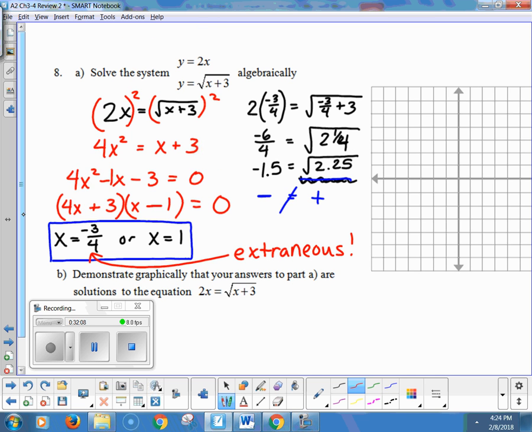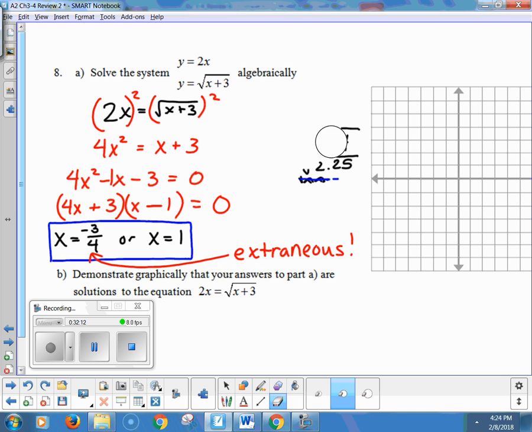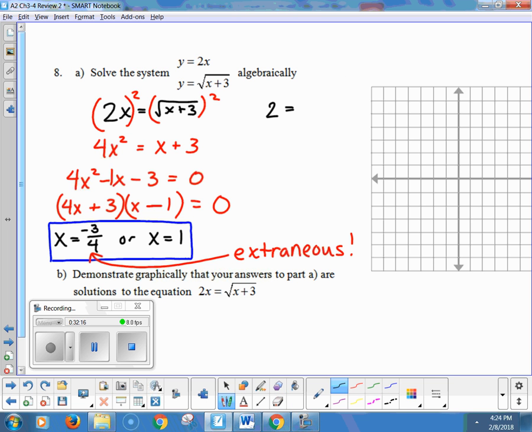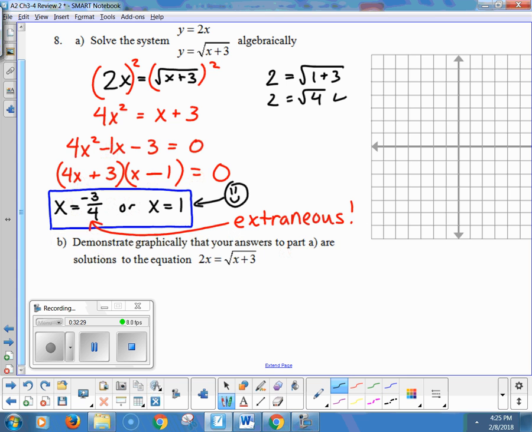It would be wise to check where x equals 1 and verify that that does work. If x is 1, we get 2 times 1, which is 2. Does that equal the square root of 1 plus 3? And 2 does equal the square root of 4. So 1 definitely works. This is going to be verified by our graph.